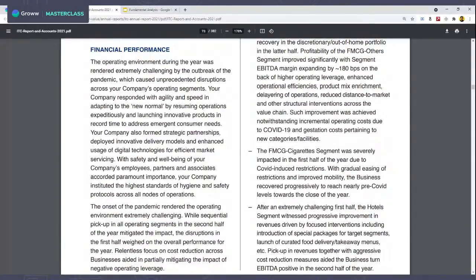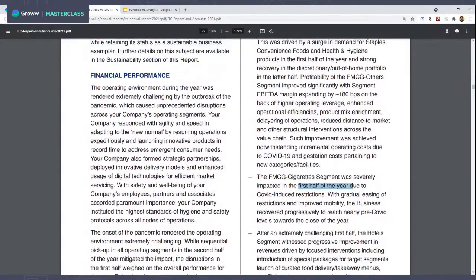See, the FMCG cigarette segment was severely impacted in the first half of the year due to COVID induced restrictions. For all the people who had witnessed COVID-19 last year, half the places were shut and there was curfew, people couldn't go out, so cigarette sales became very low for this company, right? And then after that, slowly the COVID-19 rules got lifted, and business slowly went back to normal, and that is what they're saying. So in the first half of the year they suffered due to lower cigarette sales.